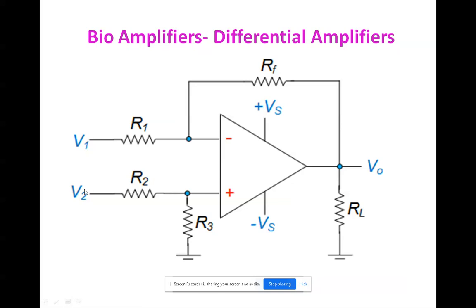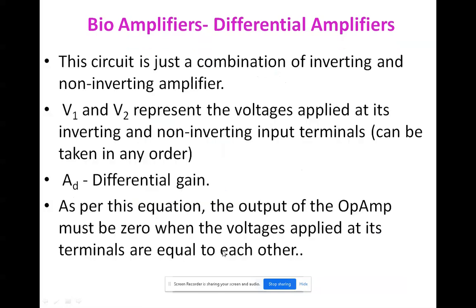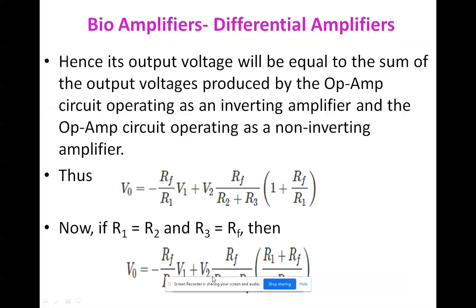So if V1 is 5 volts and V2 is 5 volts, 5 minus 5 is 0. The output of the op-amp must be 0 when the voltages applied at its terminals are equal to each other. So, in a differential amplifier, the two input terminals must have different values.